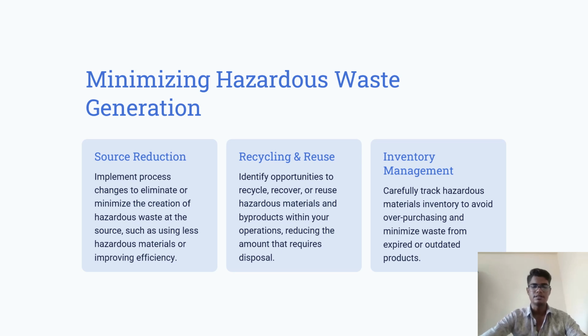Talking about minimizing hazardous waste generation, first is source reduction. Implement process changes to eliminate or minimize the creation of hazardous waste at the source, such as using less hazardous materials or improving efficiency. The second one is recycling and reuse. Identify opportunities to recycle, recover, or reuse hazardous waste materials and byproducts within your operations, reducing the amount that requires disposal. Third one is inventory management. Carefully track hazardous material inventory to avoid overpurchasing and minimize waste from expired or outdated products.